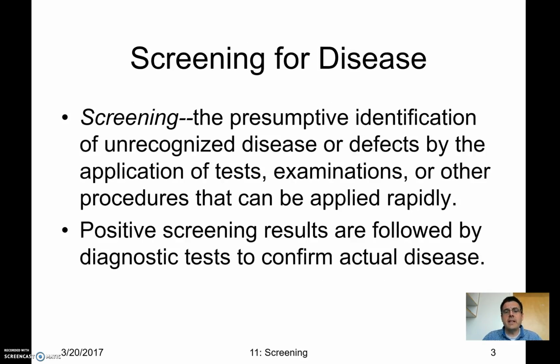It's important to understand what screening for disease actually means, and this is the presumptive identification of an unrecognized disease or defects by application of tests, examinations, or other procedures. This is always done prior to confirming actual disease. You want to be able to do it in a rapid way where you can go into the community or the high-risk group and determine that, so they can then receive follow-up treatment as a result or confirmation of that.